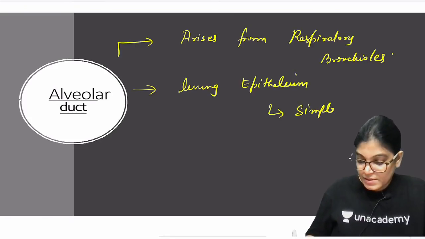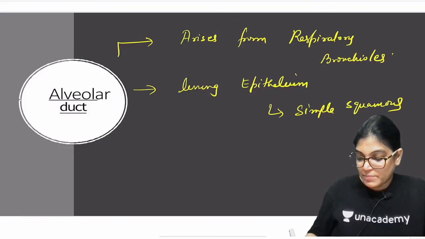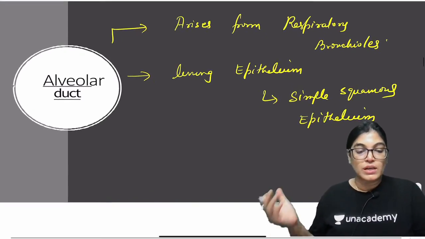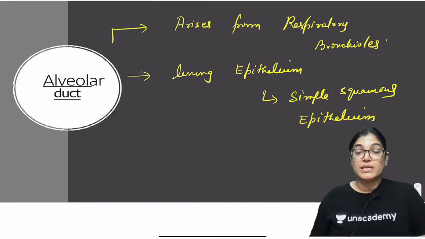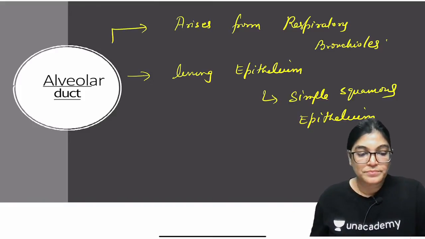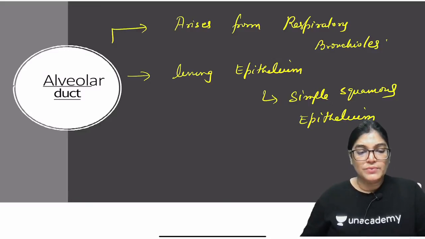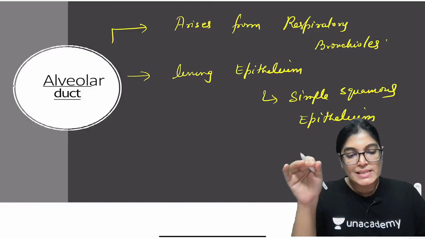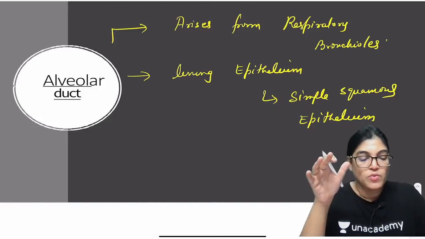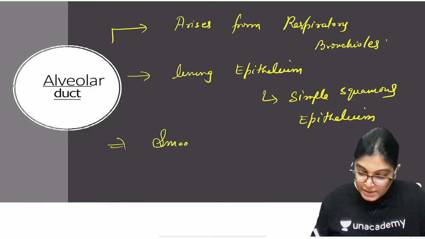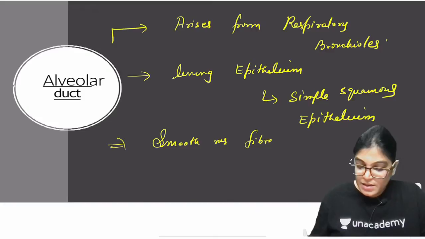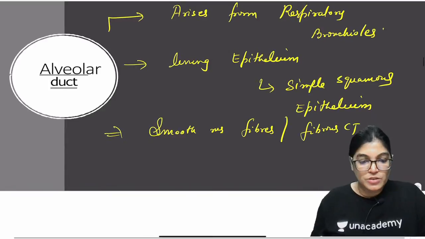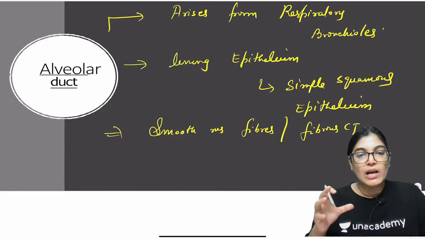A simple squamous epithelium. See here, the epithelium height has been reduced as we go more terminal and descend down. It has now become simple squamous epithelium. So this is about the alveolar duct, and I want to add a few more points. It is surrounded by a few smooth muscle fibers. Also, it has fibrous connective tissue covering it, and many alveoli will open into it.